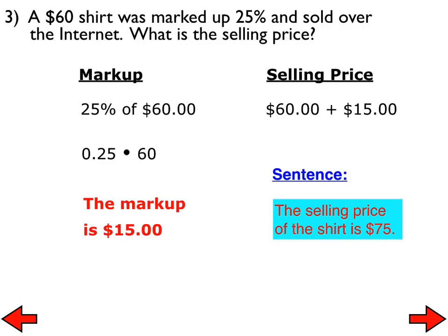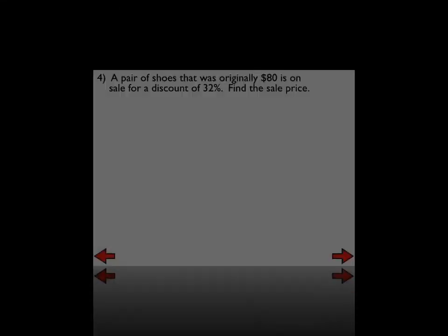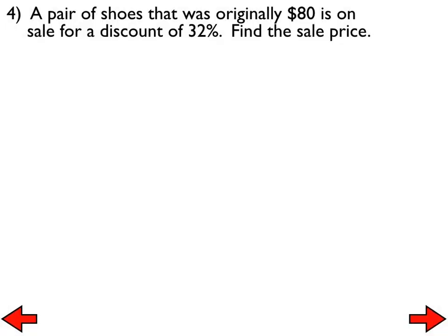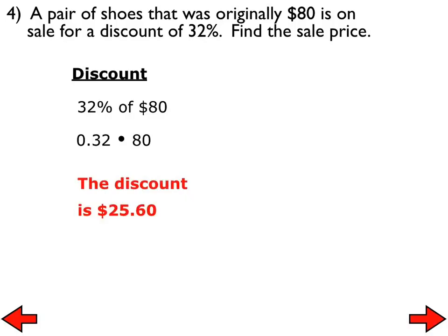Excellent. Good. I saw as I walked around, most of you did. Number 4 also looked really good. Why don't you share what you did? I multiplied 0.32 by 80 and got $25.60 as the discount.